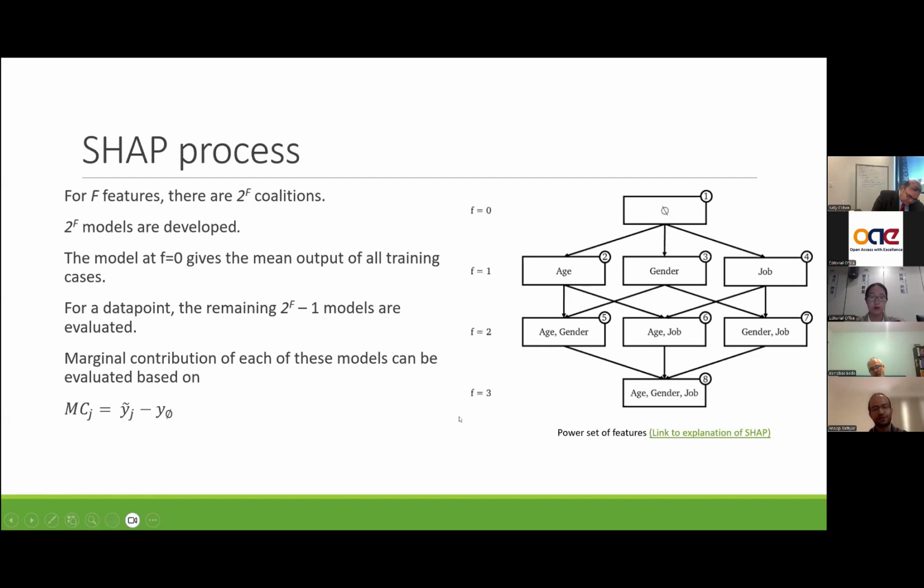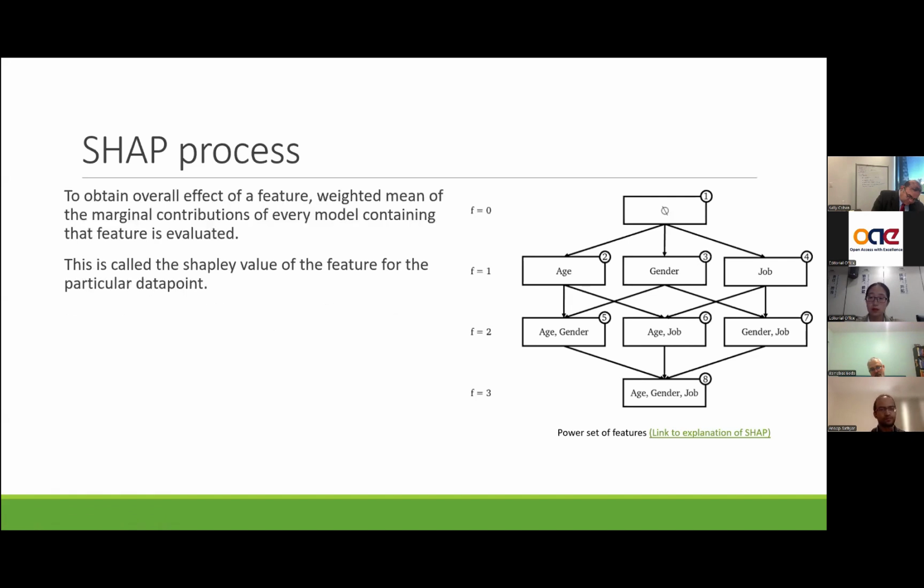So we have 2 to the power F, that is 2 to the power 3, which is 8. So 8 separate models that need to be trained. And then based on the marginal contribution of each of the models, we can evaluate the contribution of each feature towards the overall outcome. And that is referred to as the Shapley value. So if the Shapley value is high, then that means that particular feature is contributing a lot to the outcome.